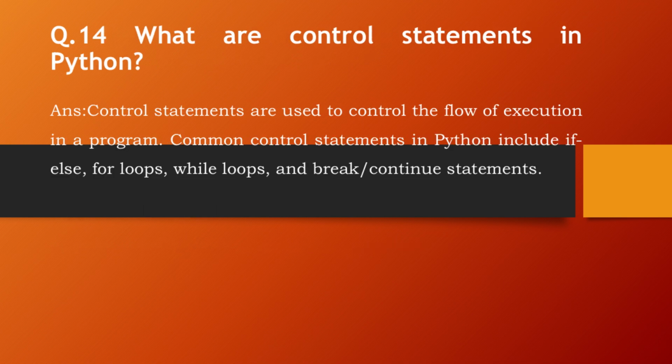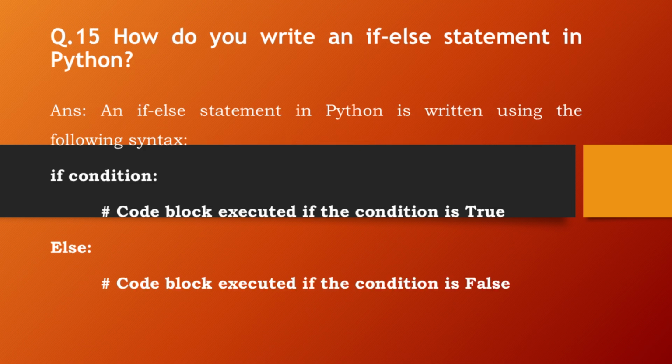What are control statements in Python? Control statements are used to control the flow of execution in a program. Common control statements in Python include if-else, for loops, while loops, and break and continue statements. How do you write an if-else statement in Python? An if-else statement in Python is written using the following syntax.